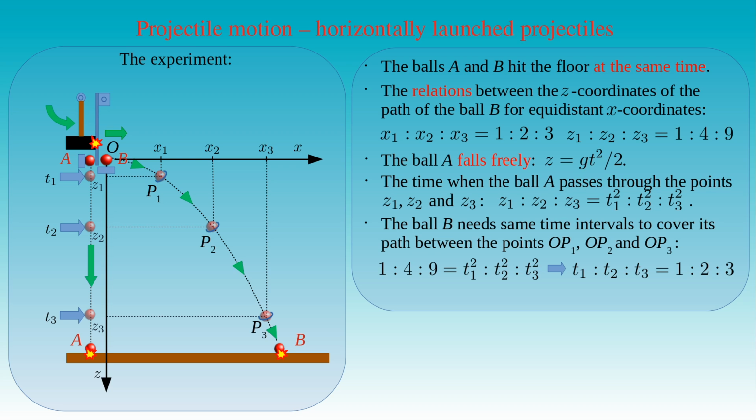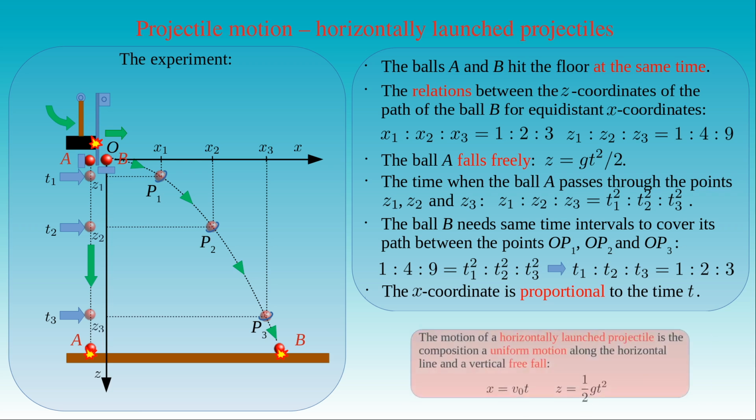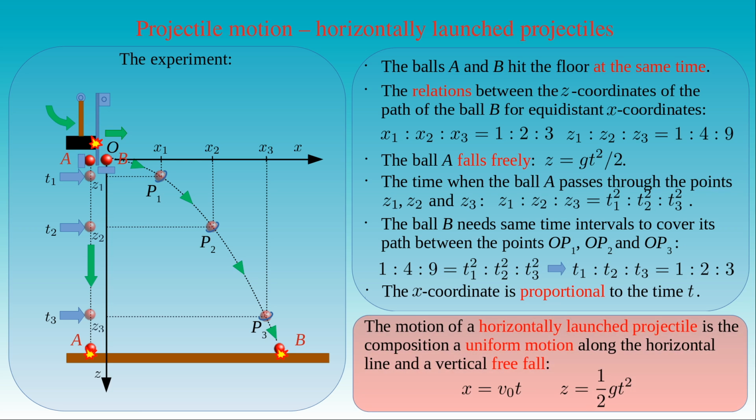Since the ratios between these time intervals are the same as those of the equidistant coordinates x1, x2, and x3, we can conclude that the vertical distance x covered by the ball B is directly proportional to the elapsed time t. Then we have demonstrated that the motion of a horizontally launched projectile is the composition of a uniform motion along a horizontal line and a vertical free fall. That is, its equations of motion are the following.